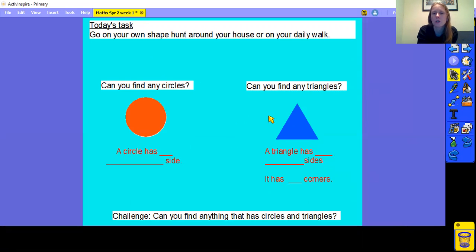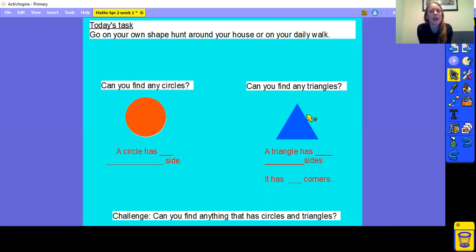Now, what about a triangle? What properties does a triangle have? How many sides does a triangle have? That's right, it has one, two, three sides. Are they curved like the circle? No. The triangle has three straight sides. And it also has three corners. Now, don't forget that when you're checking for your shapes, that you make sure it has all of those properties.